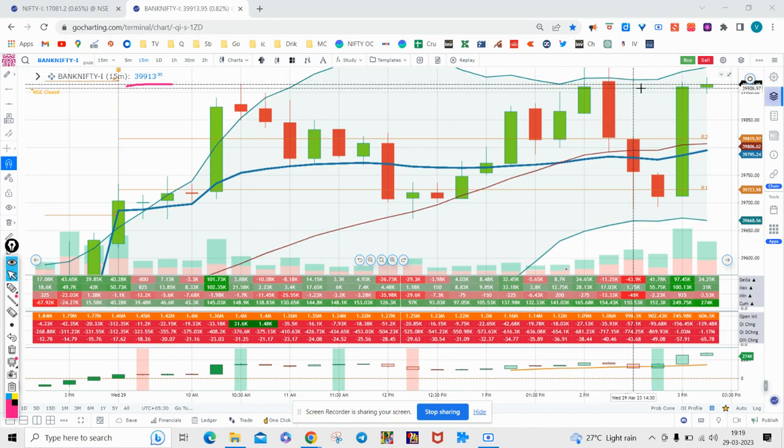So this is how, with respect to order flow confluence, comparing two similar instruments as well as the global macros, an overall range bound to positive bias kind of scenario had built up for this expiry.